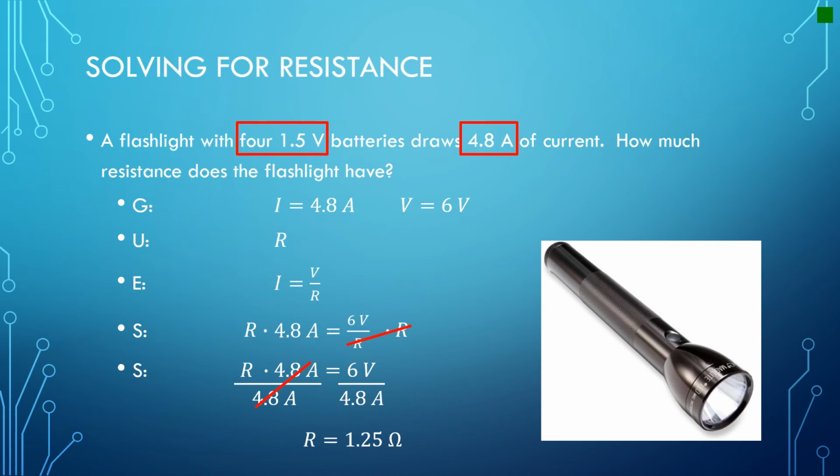And now I want to get rid of the 4.8. It's being multiplied, so again I do the opposite. Let's divide by 4.8, and we've got to do that on both sides, and then simplify. On the left side, R times 4.8 divided by 4.8 simplifies to R. And then on the right side, 6 divided by 4.8, we're going to end up with an answer of 1.25 ohms.